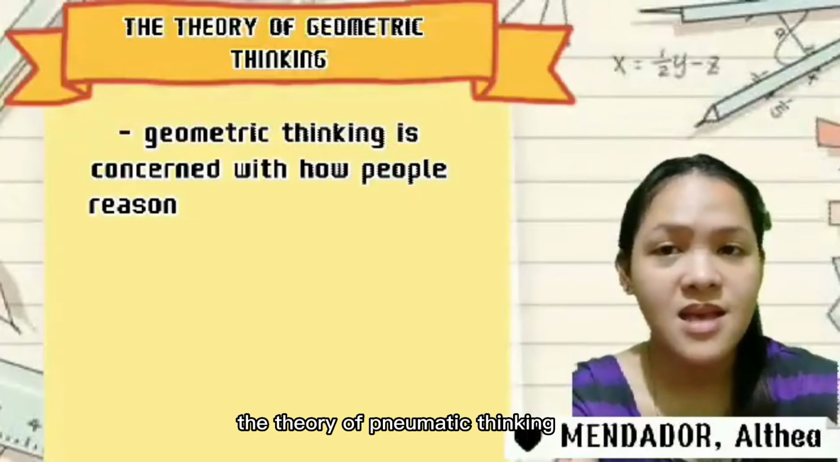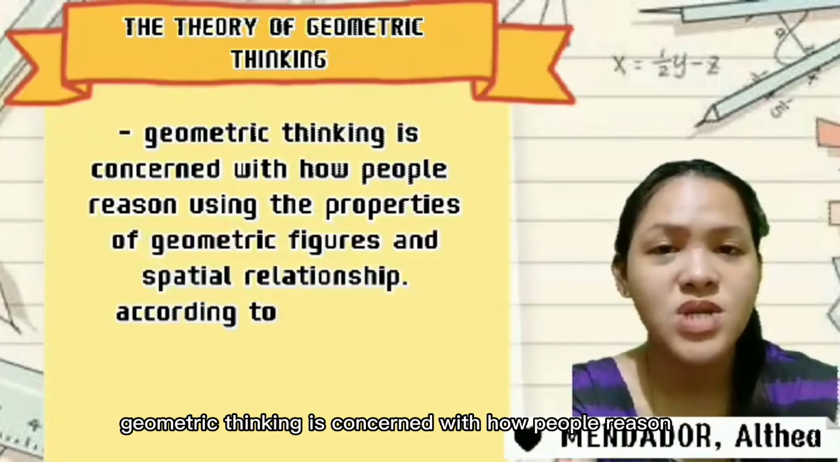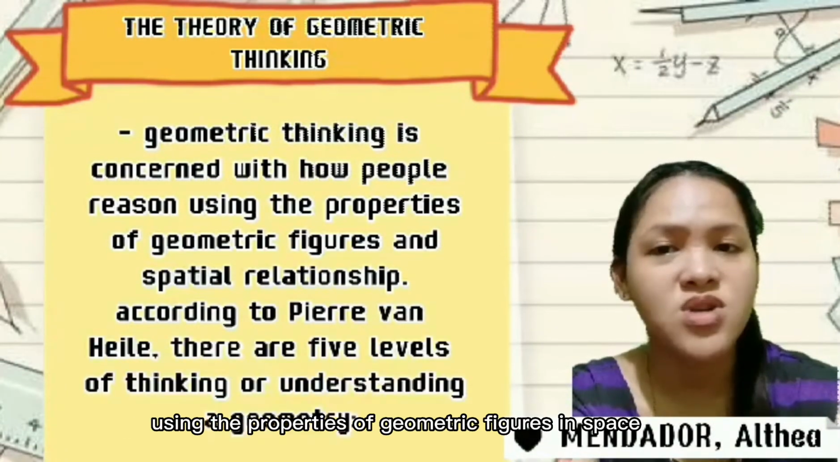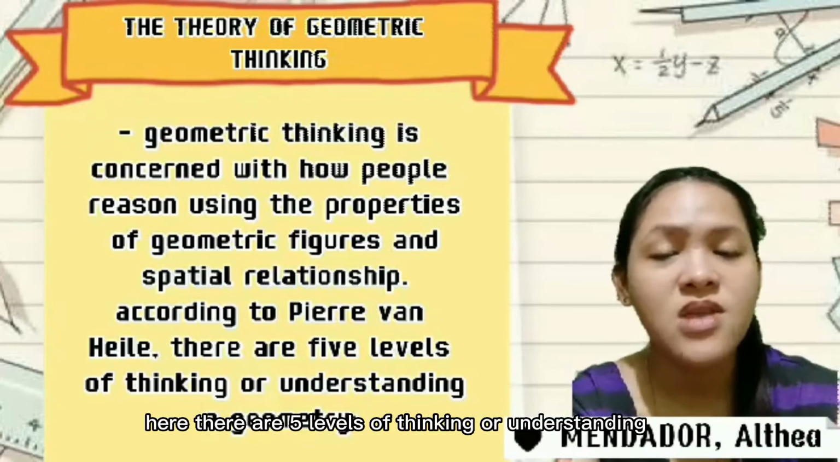The theory of geometric thinking. Geometric thinking is concerned with how people reason using the properties of geometric figures and their relationships. According to Pierre van Hiele, there are 5 levels of thinking or understanding geometry.